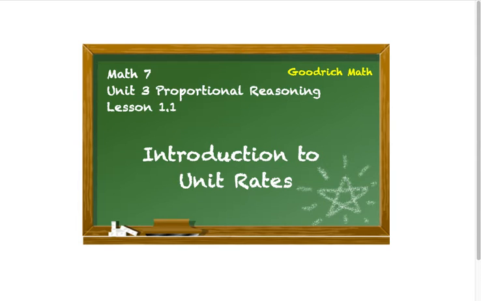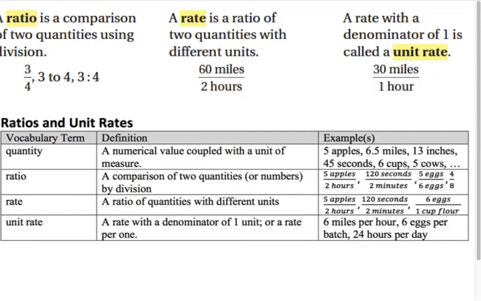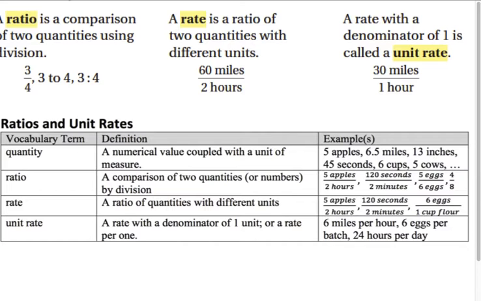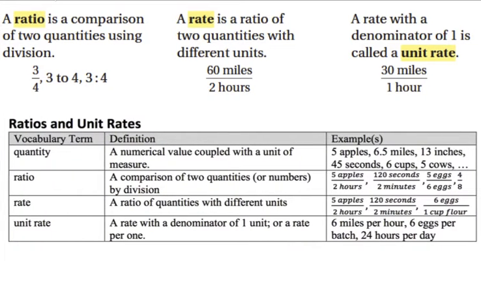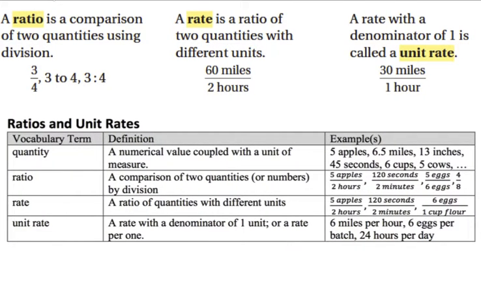Math 7, Unit 3, Proportional Reasoning, Lesson 1, Part 1, Introduction to Unit Rates. A ratio is a comparison of two quantities using division. For example, 3/4, 3 to 4. A rate is a ratio of two quantities that use different units. And a rate that has a denominator of 1 is called a unit rate.